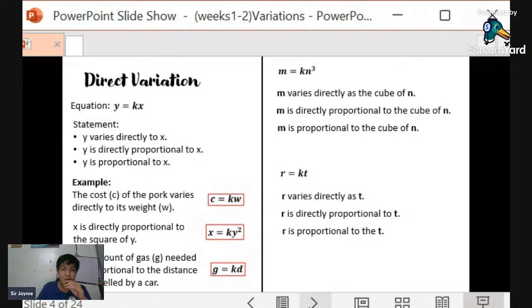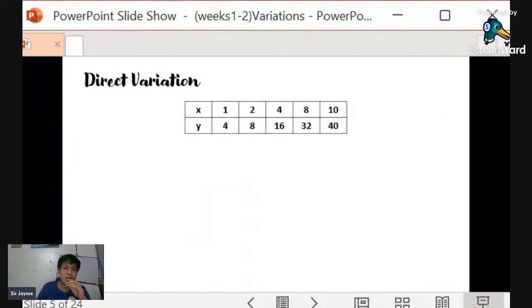Okay, so next. We're still in direct variation, okay? Of course, itong given na to ay direct variation kasi ang ating tinatopic ngayon ay direct variation. But the question is, how are you going to identify if we have a table of values? So this is called table of values.